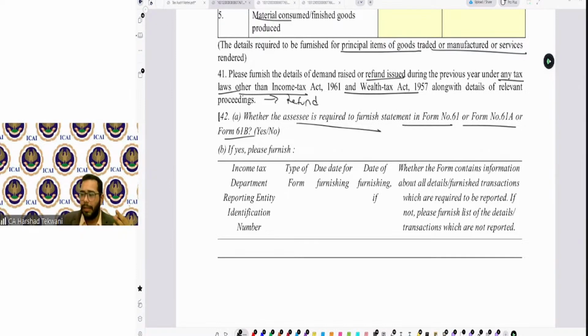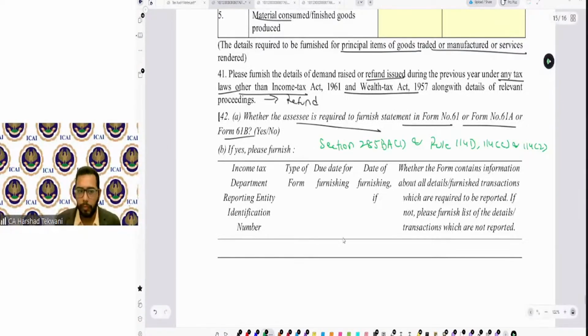Again, this is relevant only to certain cases which are specified under section 285BA(1) and Rules 114B, 114C, and 114D. You need to provide details of those particular cases over here.